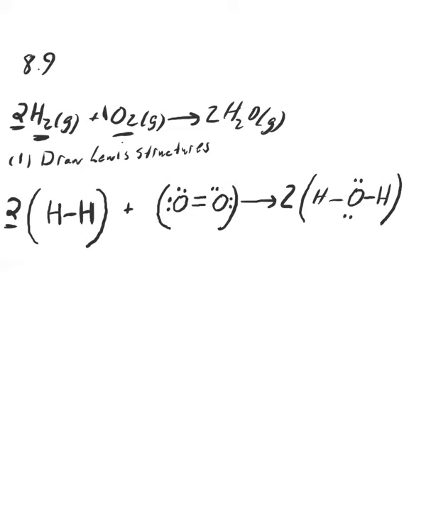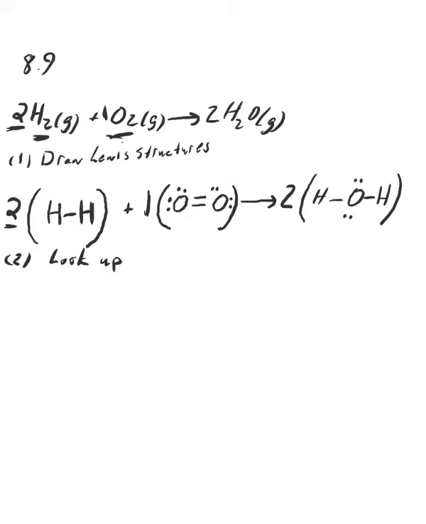Okay, so keep in mind, I'm putting parentheses around the Lewis structures just so that we know how many there are, because we want to indicate from the balanced equation how many bonds there are. So 2, I can put a 1 here if you want, 1 times that. Now what you do is you look up the values.